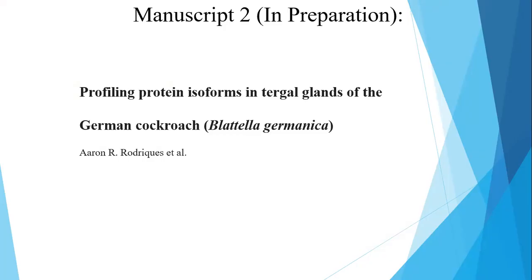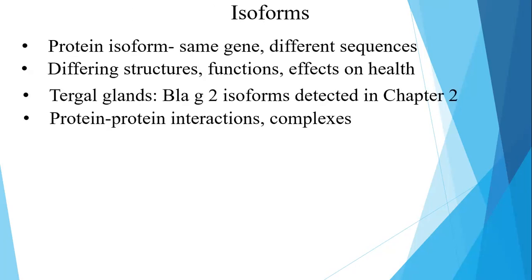So on to chapter 3. Manuscript 2 in preparation is profiling proteomic isoforms in Tergal glands of the German cockroach. So this is where I go further in depth into proteomic analysis. I look at mass spectrometry results of different tissues of the German cockroach, mainly focusing on the adult male Tergal glands. And so this gives you a brief intro into isoforms.